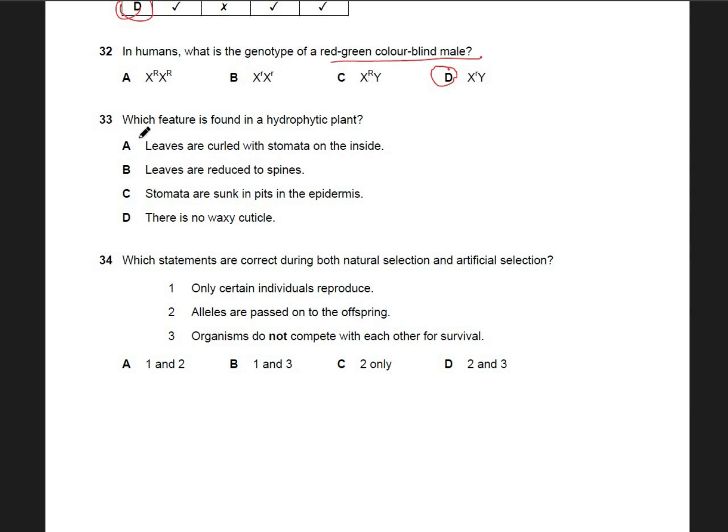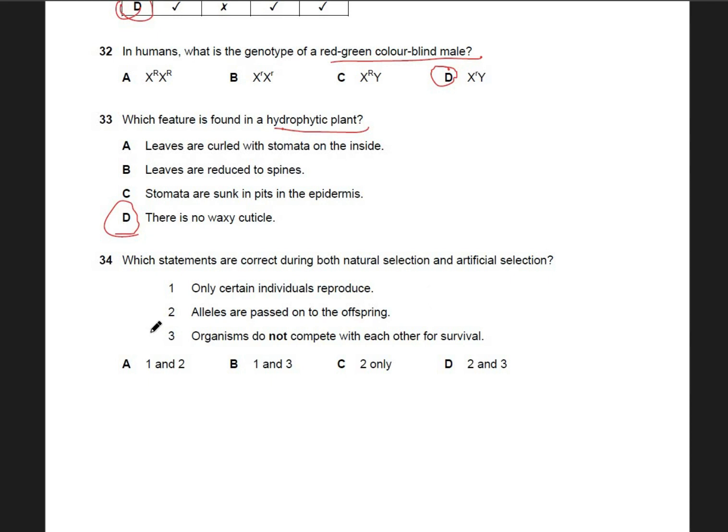All right. Now, question number 33 says, which feature is found in a hydrophytic plant cell? Hydrophytic means water loving, or the plants that live in the water. All right. So the plants that live in the water have no waxy cuticle because they don't need to prevent the loss of water through transpiration. So that's why they don't have any waxy cuticle, unlike the plants which are habitual of living in arid, desert conditions, who have the waxy cuticle and sunken stomata, and their leaves are also reduced to spines. So they have every adaptation that will enable them to reduce water loss through transpiration.